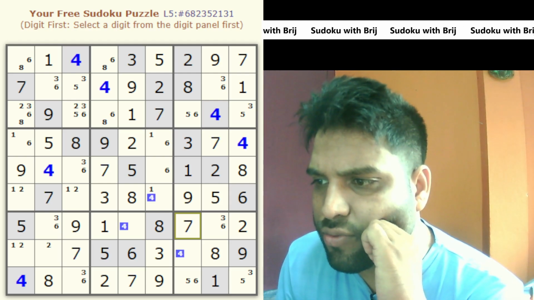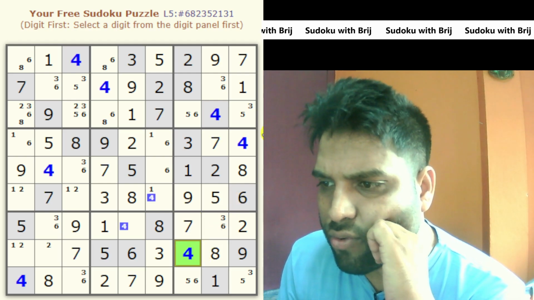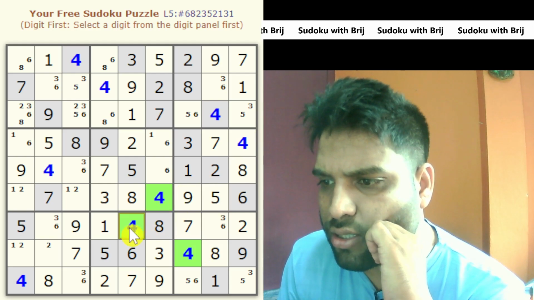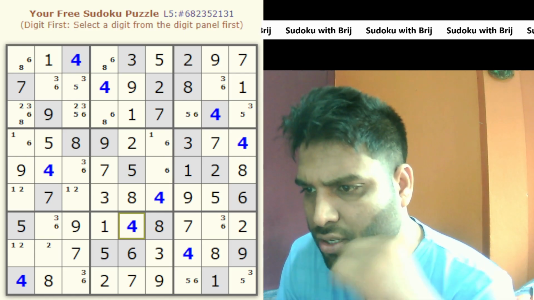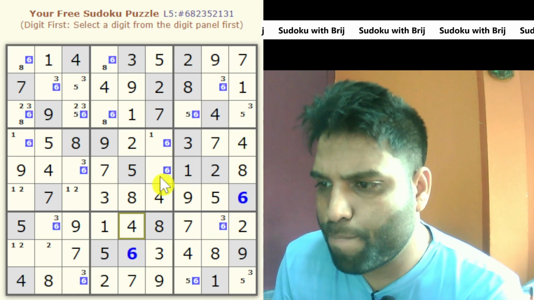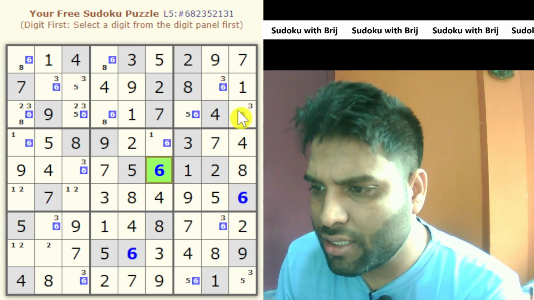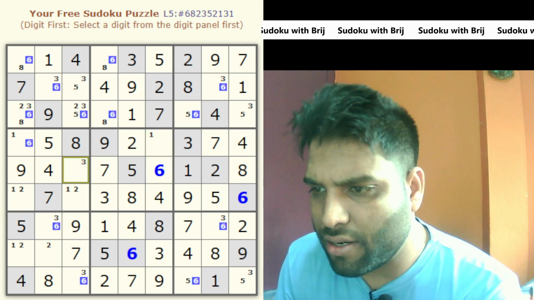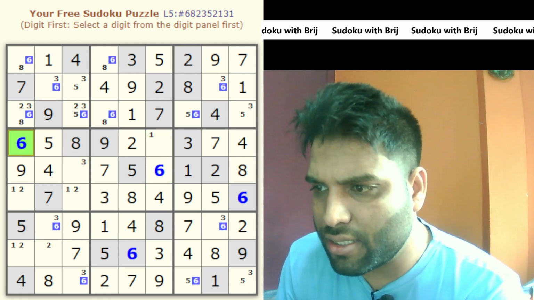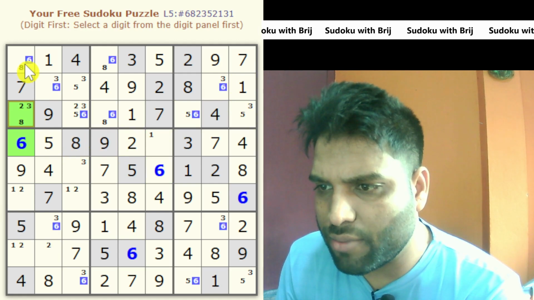Now let's move on to 4. This will be 4, this will be 4, and this will be 4. So we have solved 4 also. Now let's move on to 6. This is going to be 6, so 6 can be eliminated from these cells, and now I can put 6 in this cell, so 6 can be eliminated.